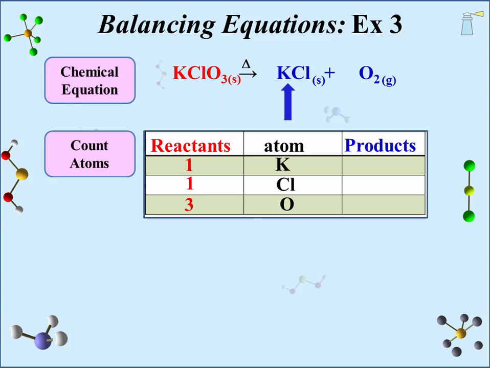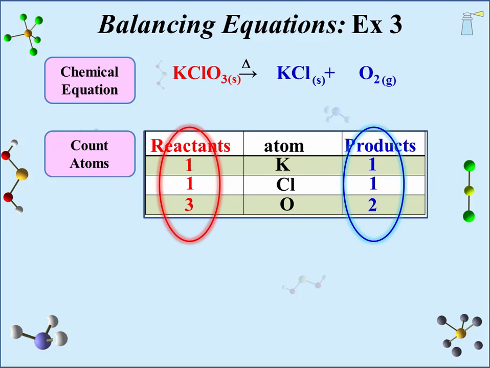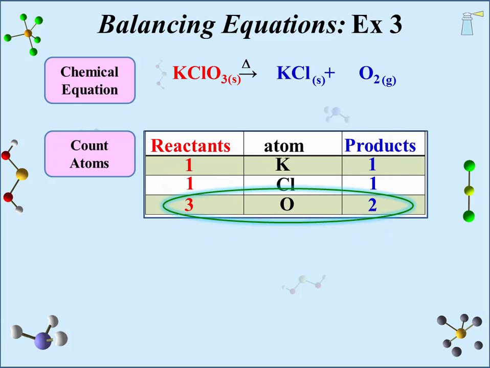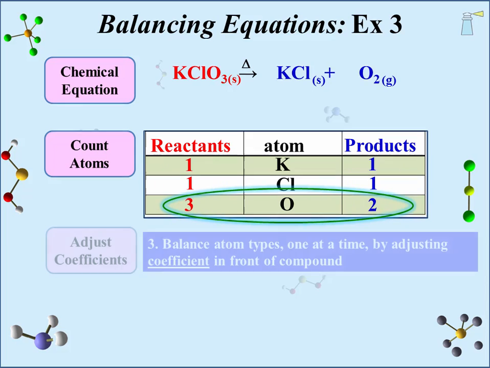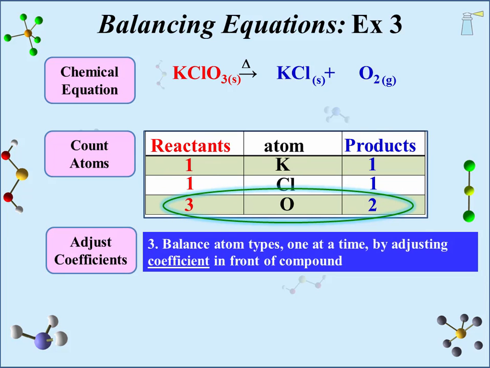On the product side, there is 1 potassium and 1 chlorine. As for oxygen, there are 2 of those. Comparing the tally shows that, as written, this is not a balanced equation. There are more oxygens on the reactant side than there are on the product side. So, it is on to balancing that atom type by adjusting the coefficient in front of a compound.